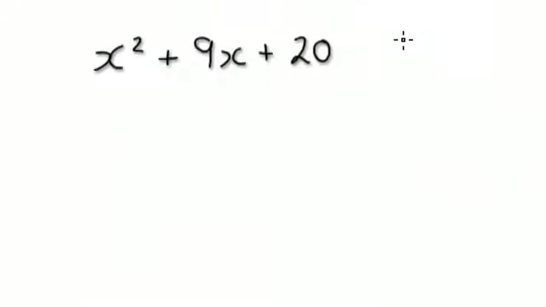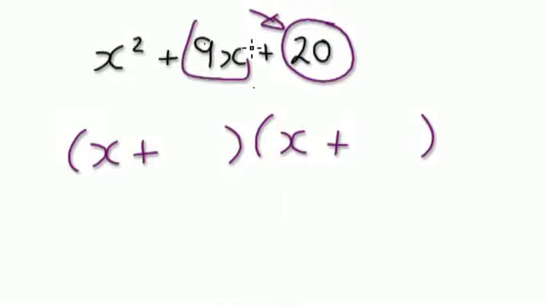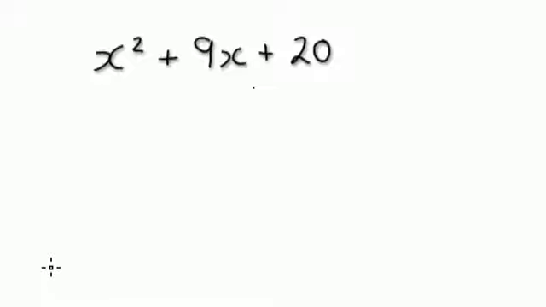Okay, so the next question here, factorize this. You want it in the form of x plus whatever in there, and then x plus whatever in there. Again, your eyes should zoom into this: two numbers that multiply together give you 20, and when added together give you this. Do whatever you have to do. Press pause and have a go.